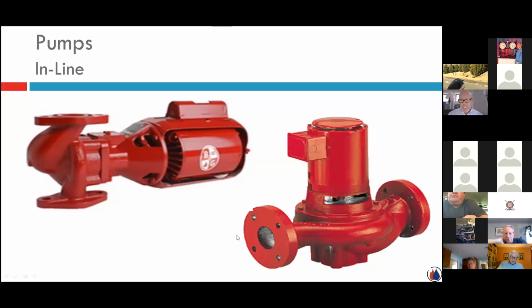Over here to the right, same inline, but now it's what we refer to as a vertical inline. No bearing assembly. The motor assembly just sits right on top of the impeller that's sitting inside this volute here.